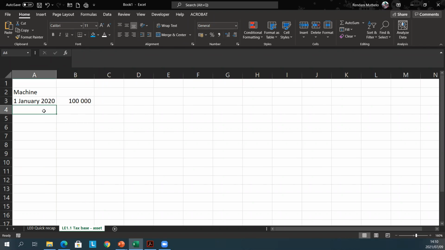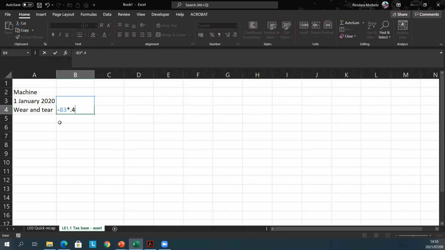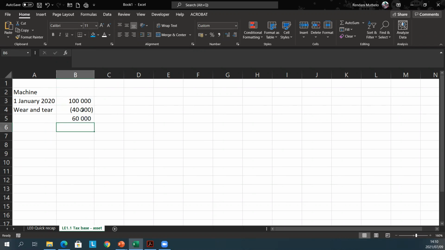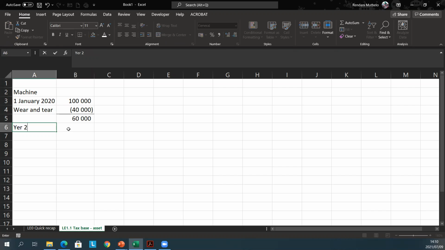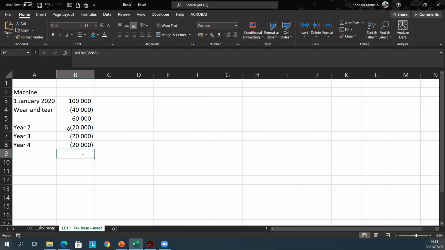And because each and every year I get a portion, in the first year I get 40%, it means that at the end of the year, the tax base will then be lower, sitting at 60,000, representing that in future, I'm going to get deductions worth 60,000. Then in year 2, I get 20%. In year 3, I get 20%. And in year 4, I get 20%, which then gives me a total of 100,000. Meaning that after I've gotten all these deductions, I no longer expect future deductions. And that's why the tax base of this asset is 0.